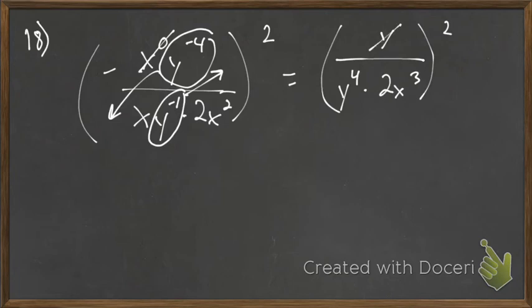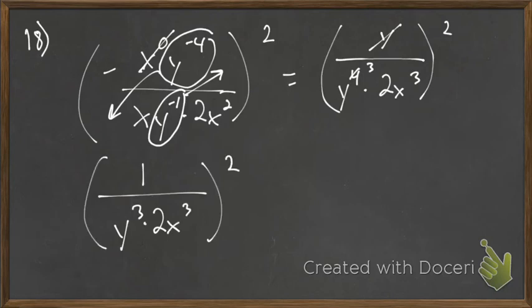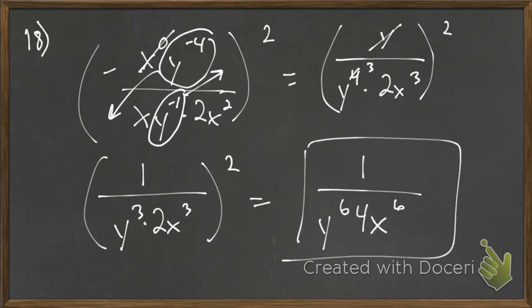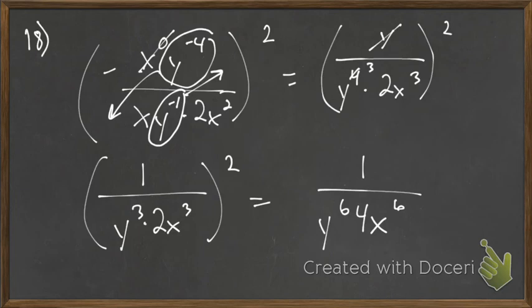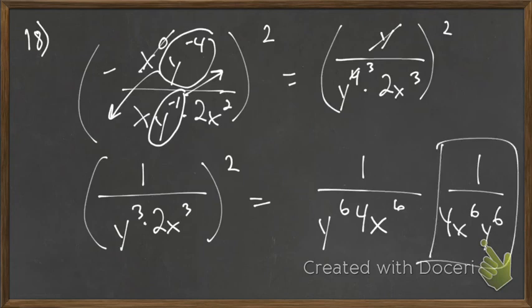I'm going to square this whole thing. All right, this is going to cancel one of those. So I'm going to have 1 over y cubed, 2x cubed. I'm squaring everything. So 1, y to the 6th, 4x to the 6th. I got interrupted a few times, so I'm hopeful that this one's good. Although maybe I'd actually write it as 4x to the 6th, y to the 6th, like that. Same stuff, though. All right, 19.